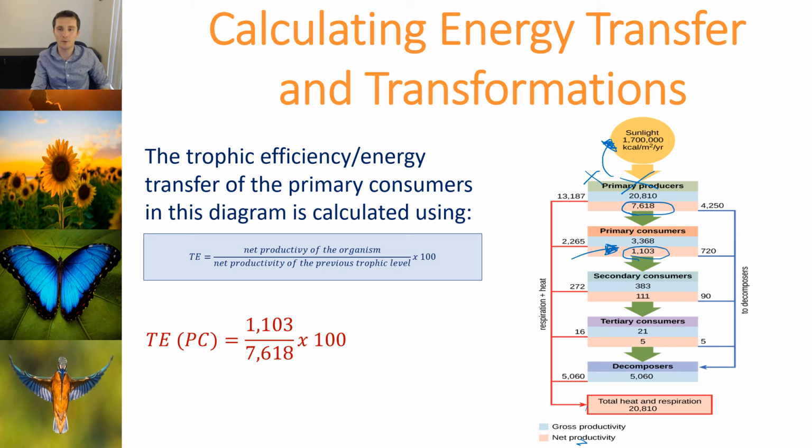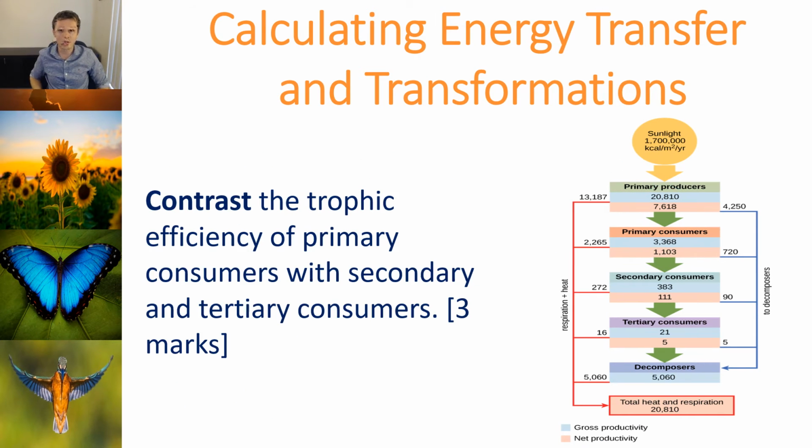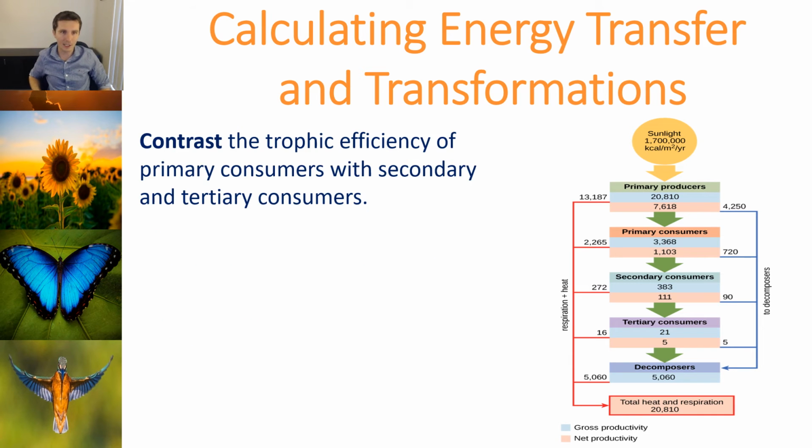So to put this into a formula, I have 1,103 divided by 7,618 multiplied by 100. So my trophic efficiency of my primary consumer, i.e. PC, in this diagram is 14%. I want you to now have a go at contrasting the trophic efficiency of primary consumers with the secondary and tertiary consumers. I'm going to give 3 marks for this question for you to fill in. So once again, pause the video, have a go yourself, see if you can do it. I'll go through an answer.